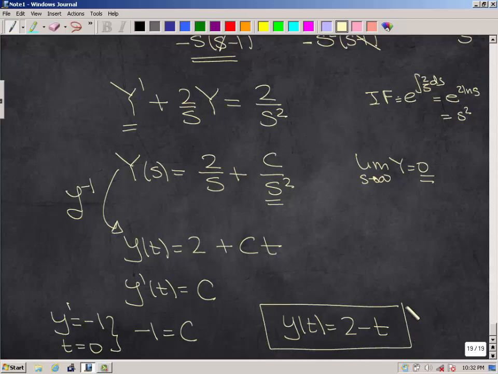So that's how we solve initial value problems with Laplace transforms. That's what I've shown you how to do in this section and in this video.